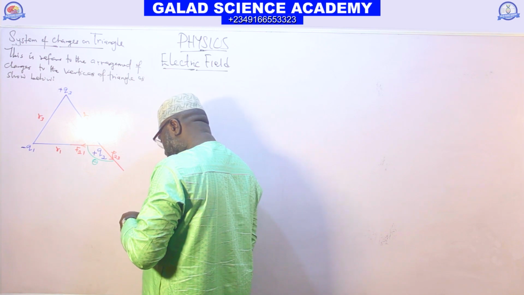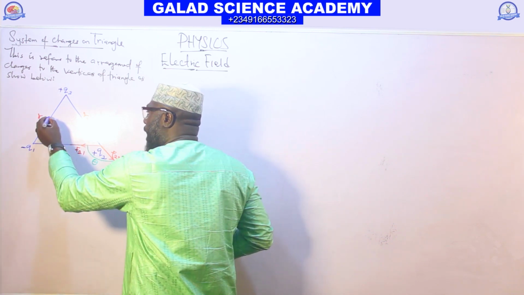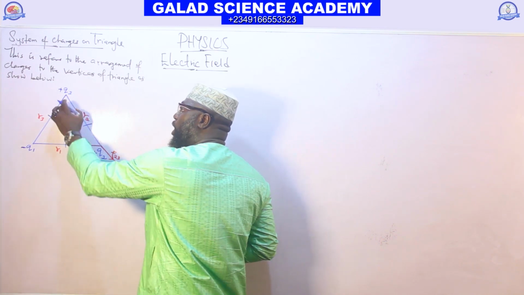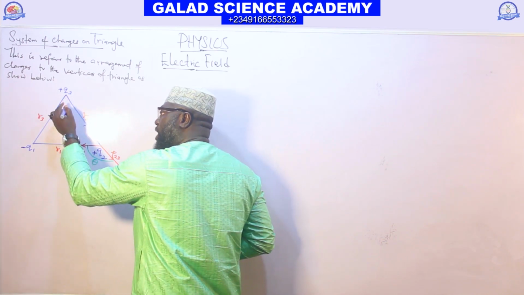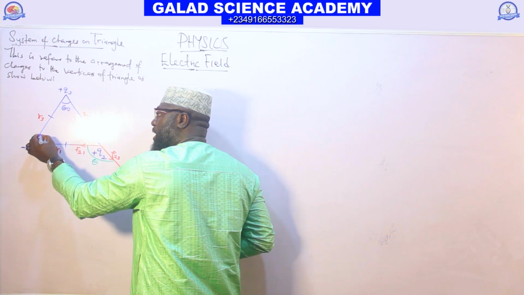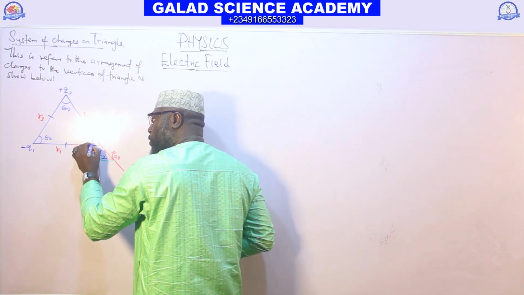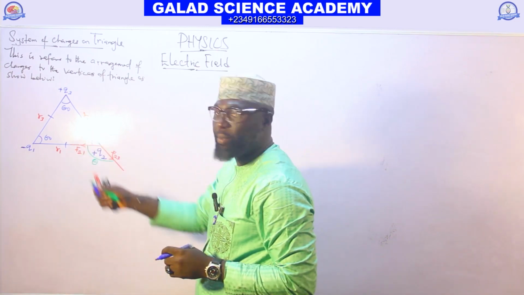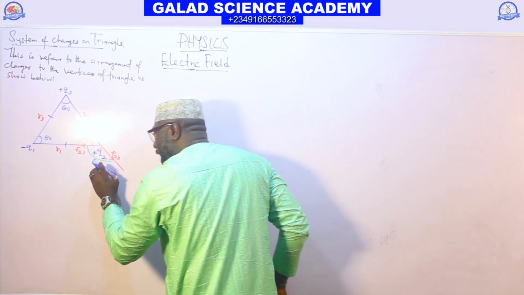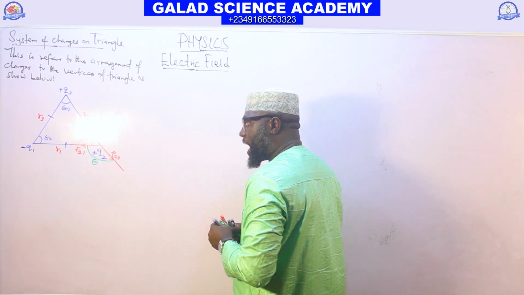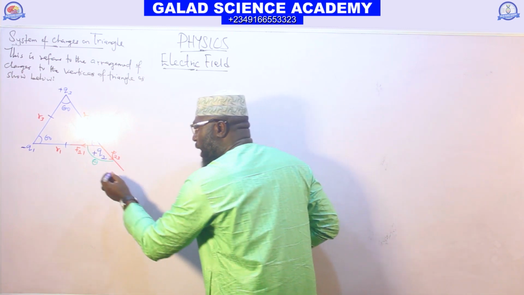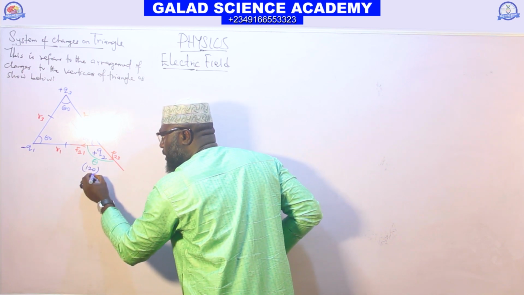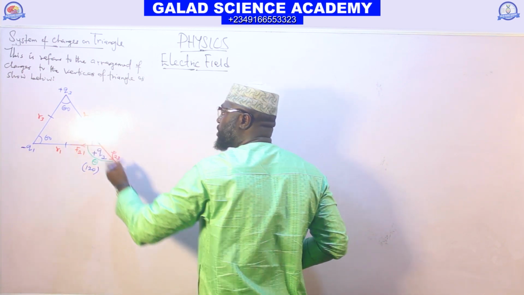If it's an equilateral triangle, all sides are equal. When all sides are equal, all angles are equal. All the angles inside will be 60, 60, 60. So if all angles here are 60, what will be the angle we have outside here? This angle we have outside there will be 120, sum of angles on a straight line.